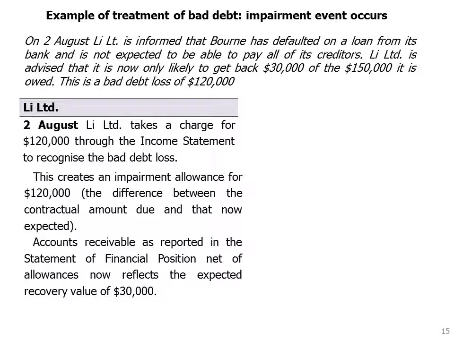The amount which is in the gross accounts receivable, the invoice amount, will remain there. It is the contractual amount, but the amount that's reported in the statement of financial position is what they actually expect to get back.